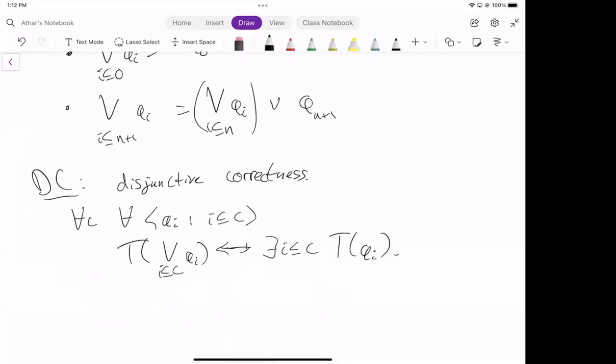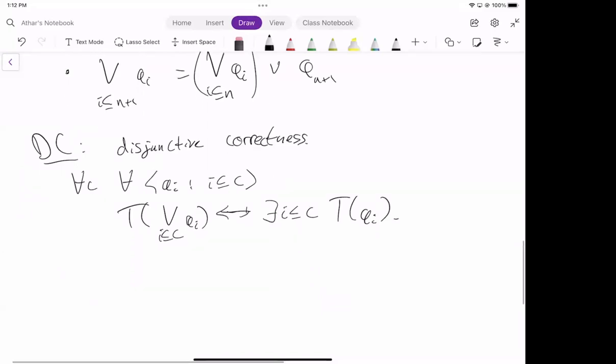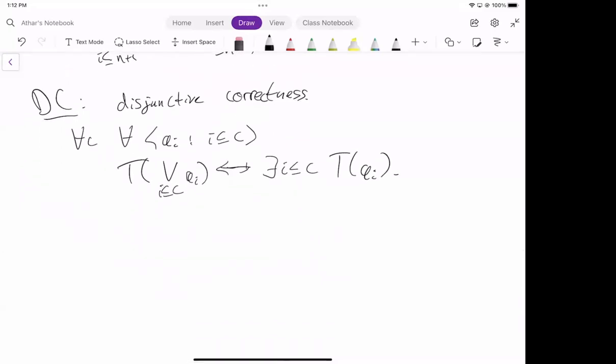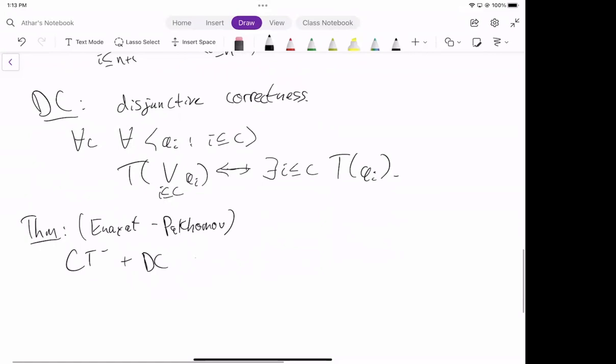Okay, and so checking to see who else is here. So Ali is here, and he along with Fyodor proved this result, that disjunctive correctness is not a conservative principle over PA. So CT minus plus disjunctive correctness is essentially the same theory as CT0, right? And so disjunctive correctness gives you delta naught induction.